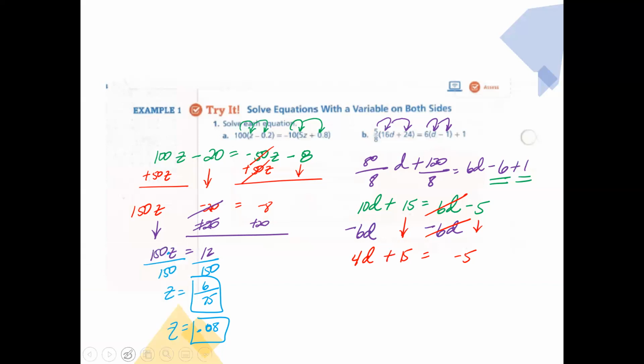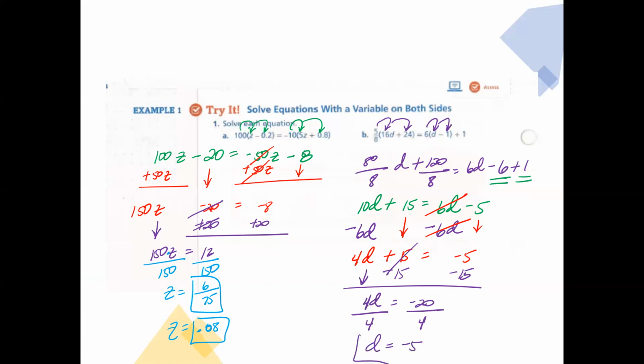Okay, now my goal is to get the D by itself. So what's opposite of a positive 15? It is minus 15 on both sides. So I'll cross that out, bring down the 4D. Negative 5 and negative 15 is a negative 20. And your last step is a divide, because opposite of a times by 4 is a divide. And then D equals negative 5. And that is your answer, you guys.